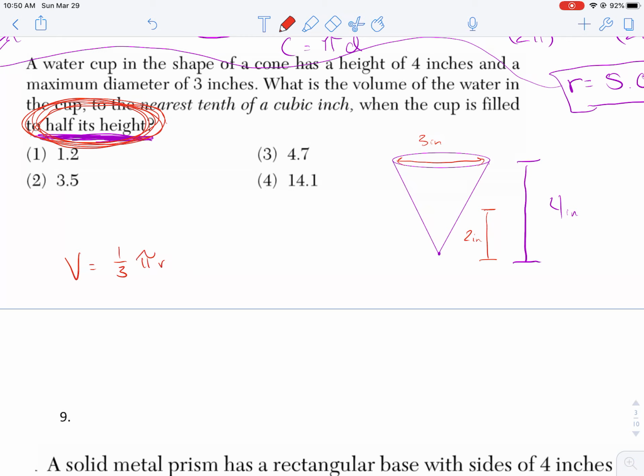So we're going to use the volume of a cone still: 1/3 pi r squared times the height. In this case, for our radius, don't forget, we're not going to use 3. This is the diameter, so we're going to have to divide that in 2. So our radius is 1.5. Our height is only 2. So we just plug that stuff in.